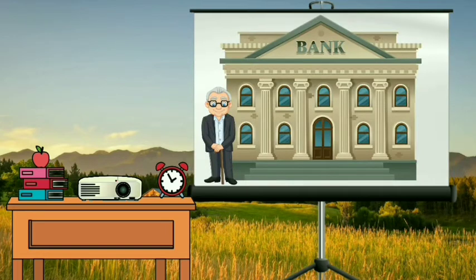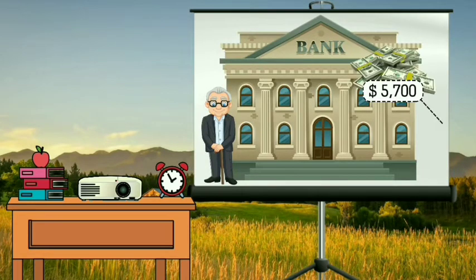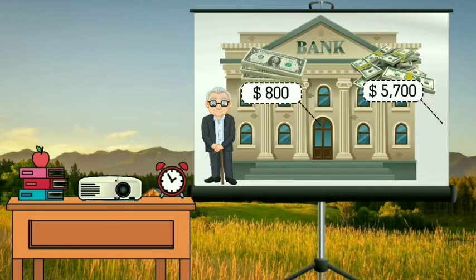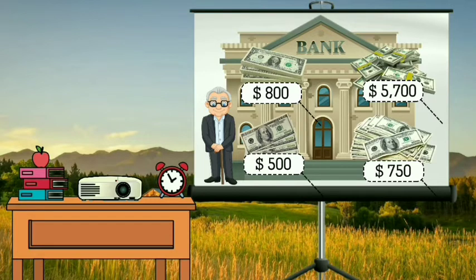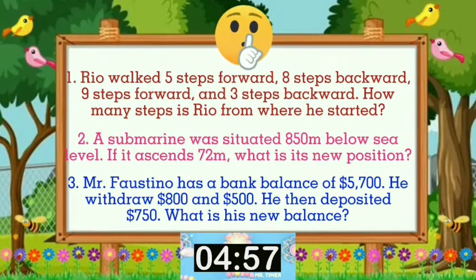And number 3. Mr. Faustino has a bank balance of $5,700. He withdrew $800 and $500. He then deposited $750. What is his new balance?